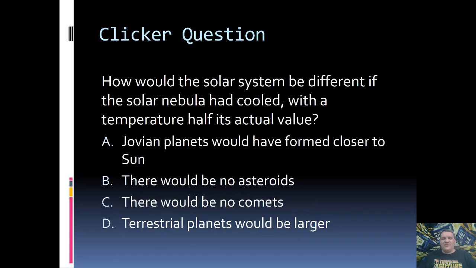All right, here's another question for you to think about. How would the solar system be different now if the solar nebula had cooled with a temperature of half its actual value? So how would the solar system be if the protoplanetary disk was half the temperature that it actually was? A, Jovian planets would have formed closer to the sun. B, there would be no asteroids. C, there would be no comets. Or D, terrestrial planets would be larger. Go ahead and think about it, and we'll discuss in just a bit.